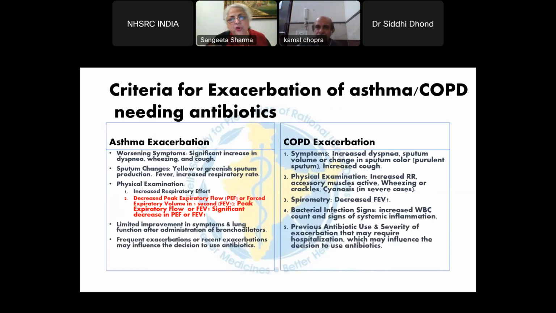Then I think Dr. Chopra is here. I will ask him to elaborate on this. One of the very common situations is the exacerbation of asthma and COPD, which are mistaken for infection in these patients. Although infections are quite common in these patients, every exacerbation of asthma or COPD is not necessarily an infection. So it does not mean that every time the patient is going to get antibiotics.